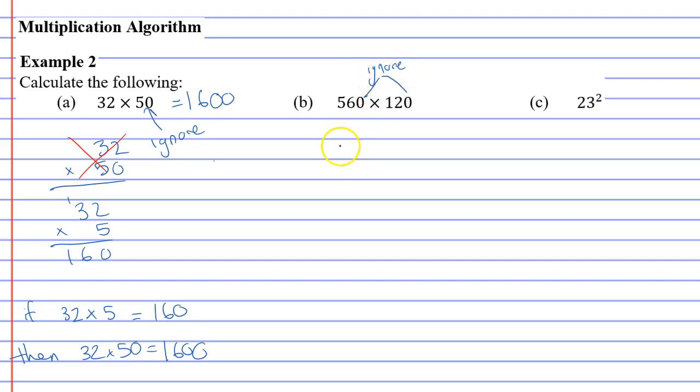We're going to do 56 times 12 and ignore the zeros. Okay. And when we talk about ignoring zeros, it can only be zeros that are at the end of the number, just like both of these. 2 times 6 is 12. Put down the 2, carry the 1. 2 times 5 is 10, plus the 1 is 11.